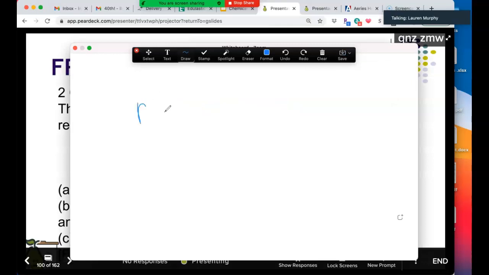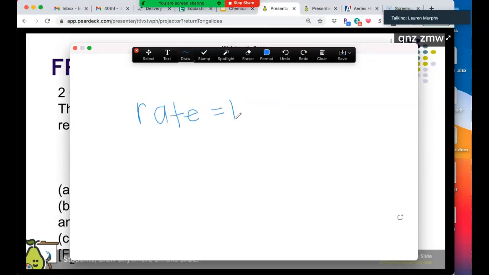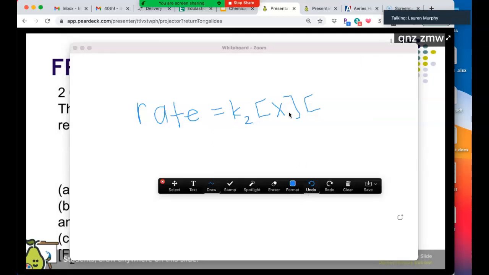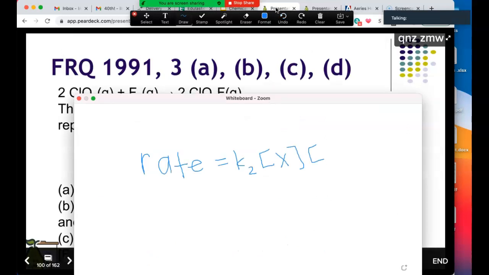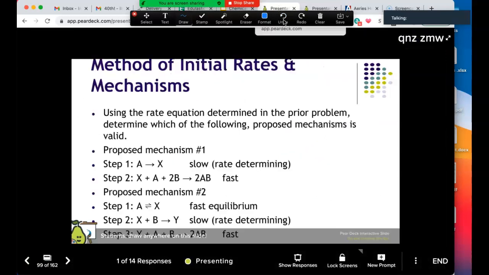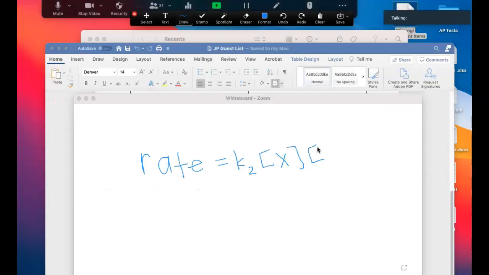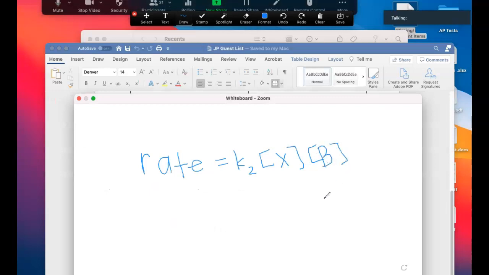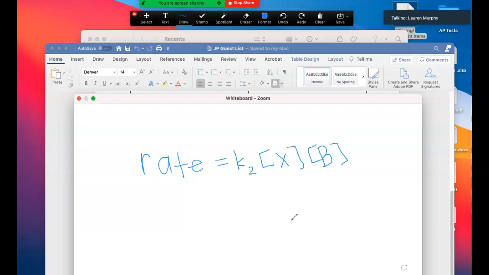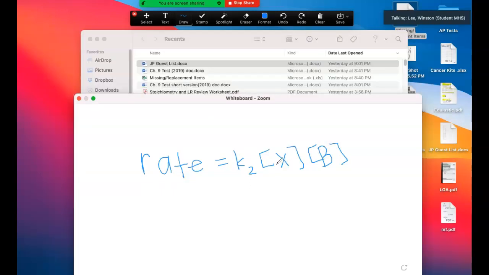Based on that slow step, the rate law would be rate equals K, and you can call it K2 if you want because the slow step is step 2, times the concentration of X times the concentration of, who else is in there? B, right? And now what's wrong with this? You cannot leave this like this. The reason is that X is an intermediate, and you aren't allowed to write rate laws with intermediates in them.